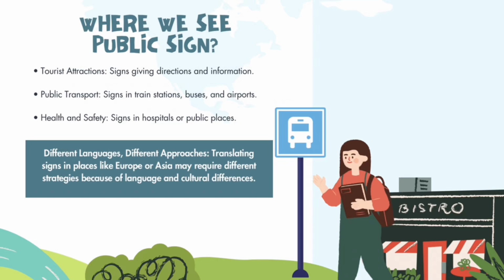And where do we see these public signs? The first one is at tourist attractions, where signs give directions and information. The second is at public transport, with signs in train stations, buses, and airports. And the third is for health and safety, with signs in hospitals or public places. And for different languages, different approaches, of course. Translating signs in places like Europe or Asia may require different strategies because of language and cultural differences, of course.